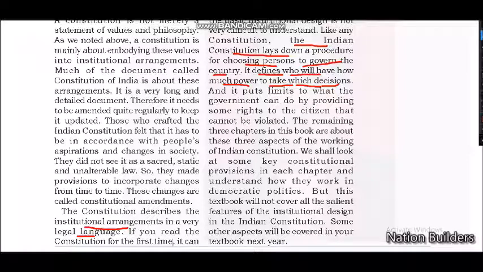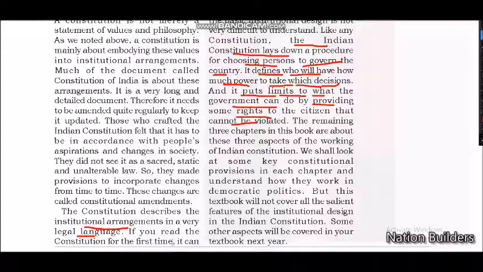And it puts limits on what the government can do by providing some rights to the citizens that cannot be violated. The fundamental rights should be secured. That's also described in the Constitution. The remaining three chapters in this book are about these three aspects of the working of the Indian Constitution. Different institutions we are going to see in the upcoming chapters, so you will get an idea how the Constitution is working. This is the institutional design laid by the Constitution. This is the work of the Indian Constitution.